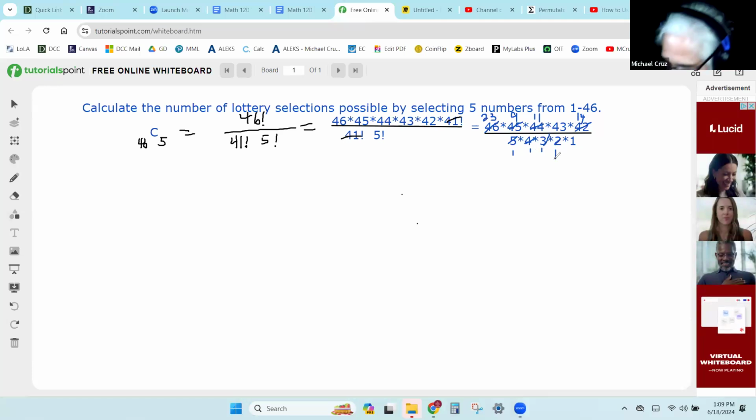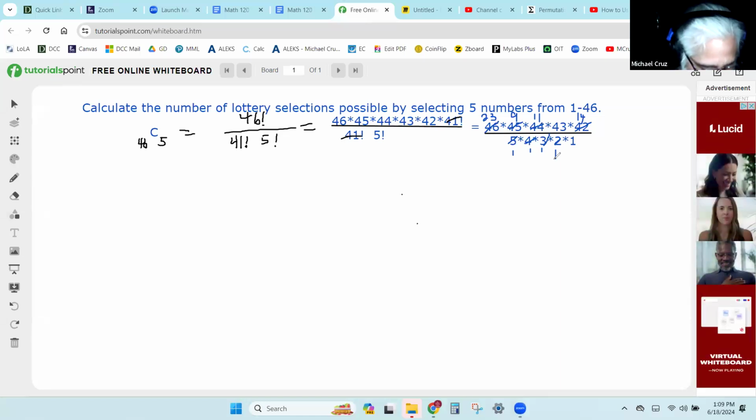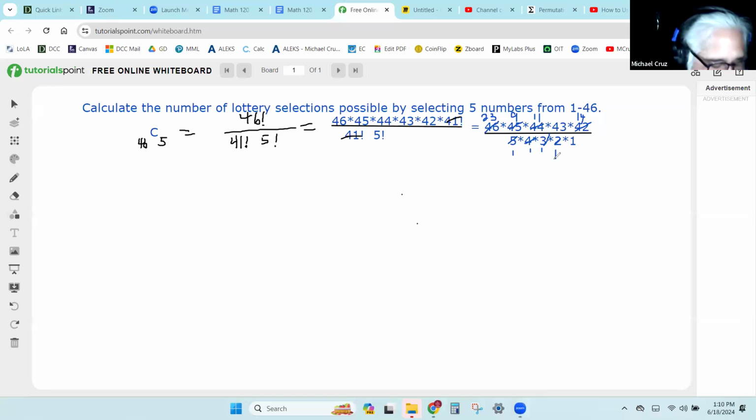So everything now has been factored out from the denominator. And the only thing we have down there is 1. And if we've got 1 in the denominator, that means it's going to be a whole number. All right, so what do these multiply out to? So that's 23 times 9 times 11 times 43 times 14.